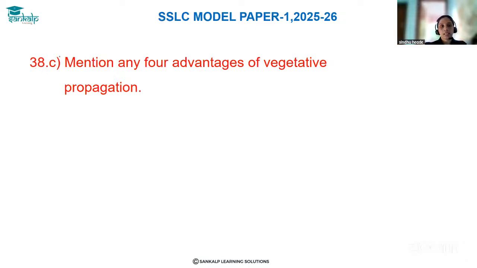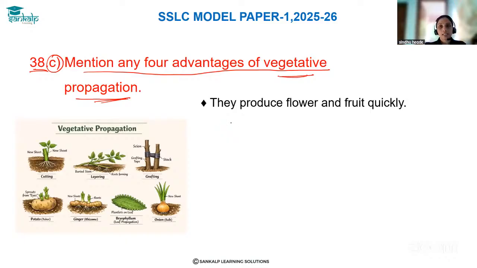Let us see the 38th question, part C. Mention any 4 advantages of vegetative propagation. What are the advantages we can see in the vegetative propagation method? You have to write at least 4 advantages here. So the first advantage is they produce flowers and fruit quickly. As compared to other methods, vegetative propagation gives the product so fast. It produces flowers and fruit quickly as compared to other methods. So this is the first advantage.